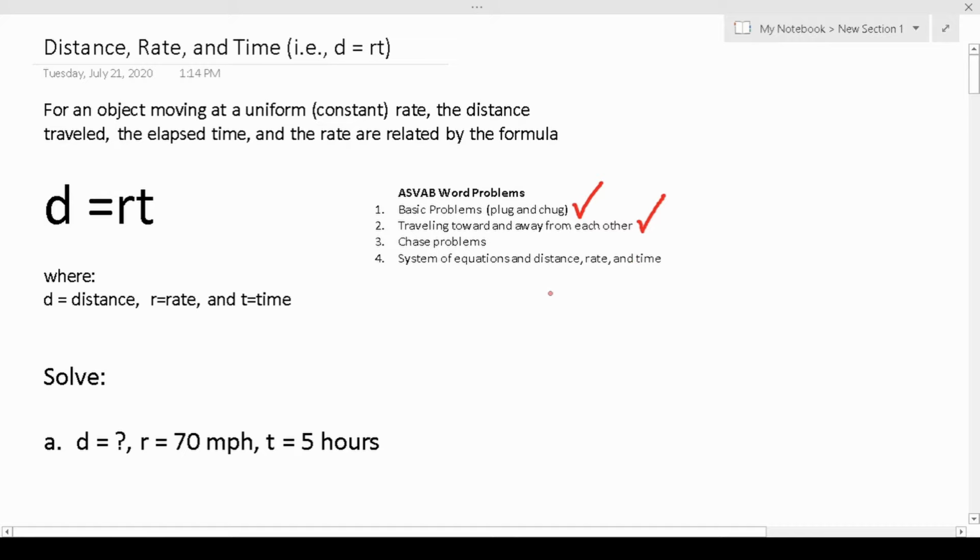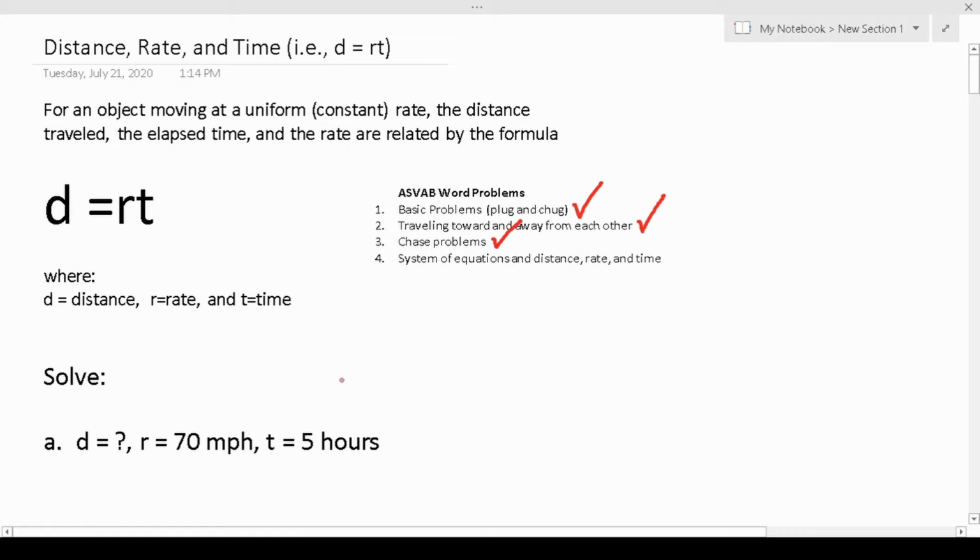Next to last, we're going to look at some so-called chase problems where we have two objects or people chasing after each other. And in my view, if you're going to score somewhere between 70 and 99 on the ASVAB, you should expect to encounter problems of that nature on the test.